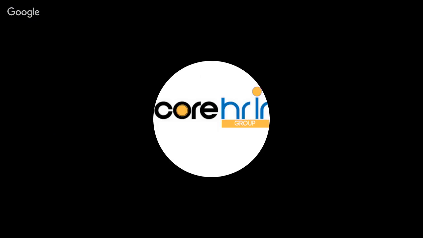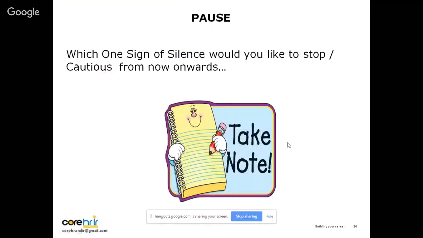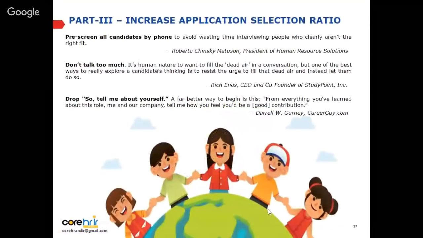So we can move on to the third section, which is a very short section, because we have kept a few minutes for questions and answers also. So we can move to the third section. The next one. Yes, Vivek. So we can move on to the next slide.